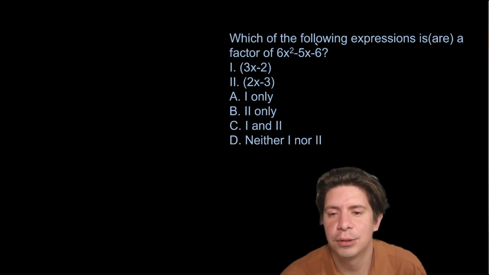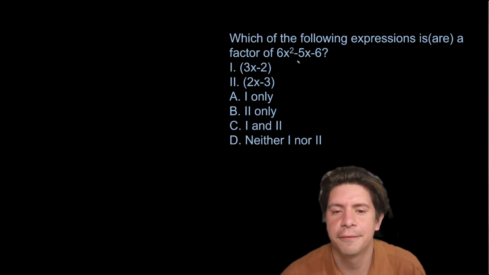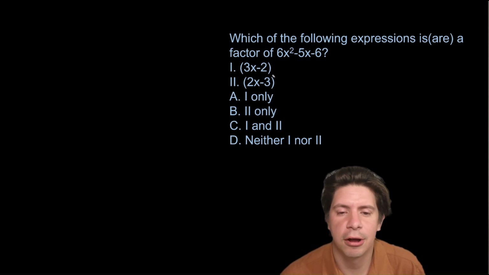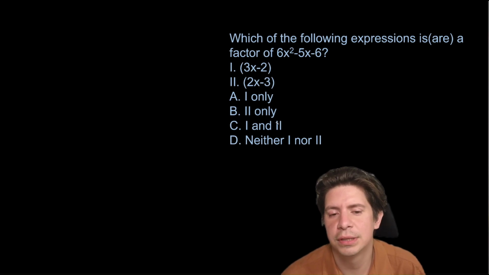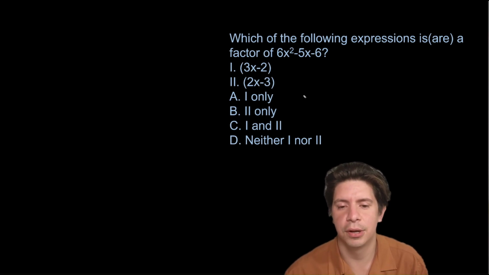So let's try it out. Which of the following expressions is a factor of 6x squared minus 5x minus 6? We have 1, 3x minus 2, and 2, 2x minus 3. And our options are A, 1 only, B, 2 only, C, 1 and 2, and D, neither 1 nor 2.